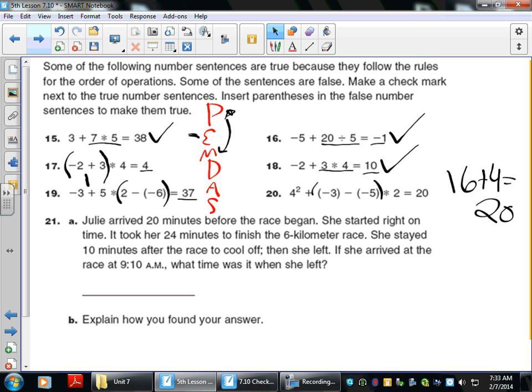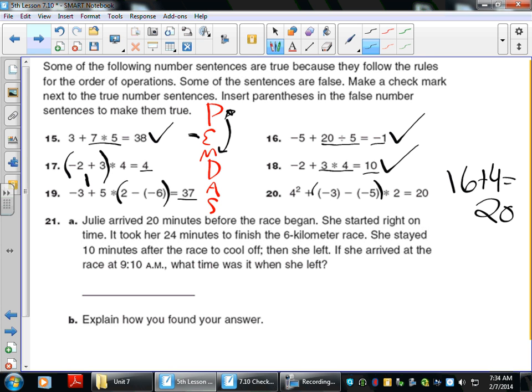Let's look at 21. Julie arrived 20 minutes before the race began. She started right on time. It took her 24 minutes to finish the 6-kilometer race, and she stayed 10 minutes after the race to cool off. Then she left. If she arrived at the race at 9:10, what time was it when she left?